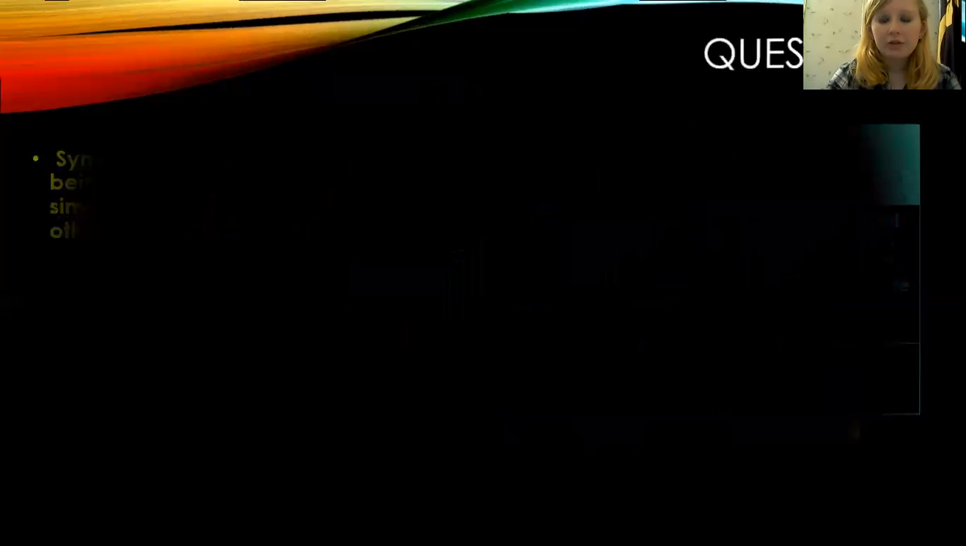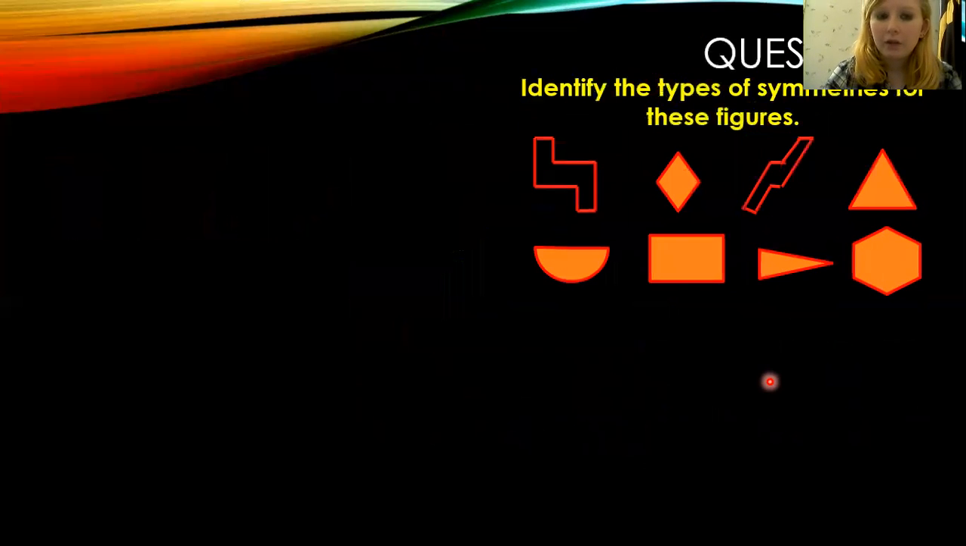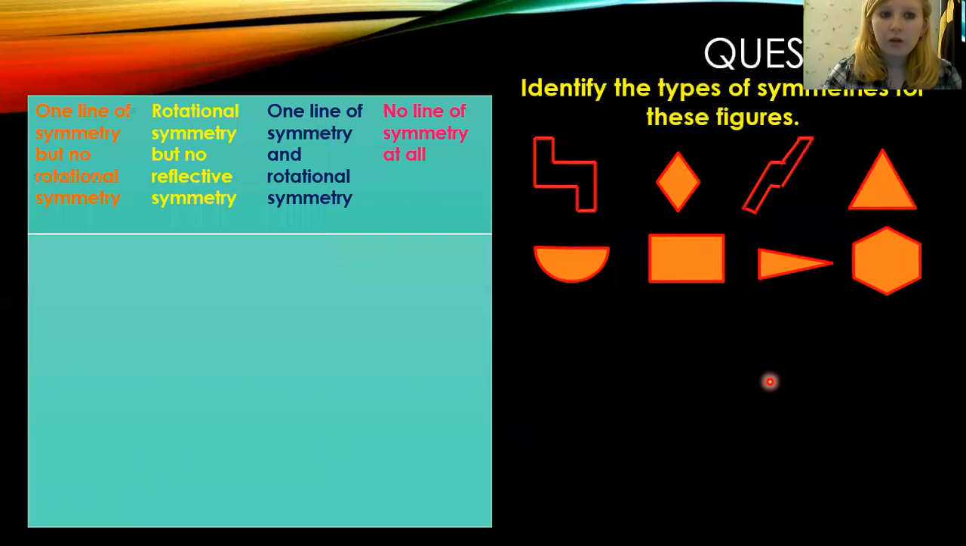So now that we know what symmetry is, we can move on to question 2. Question 2 wants us to identify the types of symmetries for the figures. The figures that are given are these right here. So let's put them in a chart. This chart has 4 sections: one line of symmetry but no rotational symmetry, rotational symmetry but no reflection symmetry, one line of symmetry and rotational symmetry, or no symmetry at all.